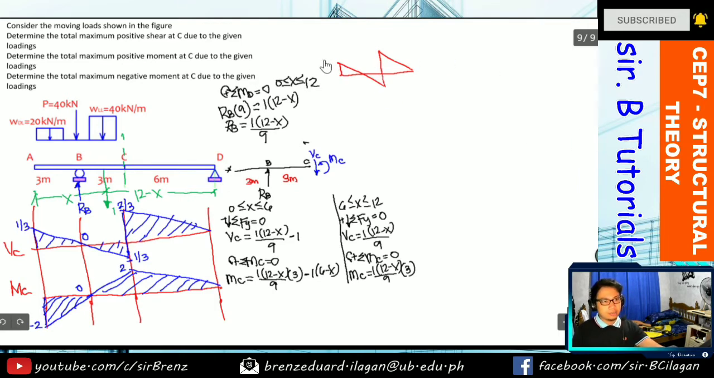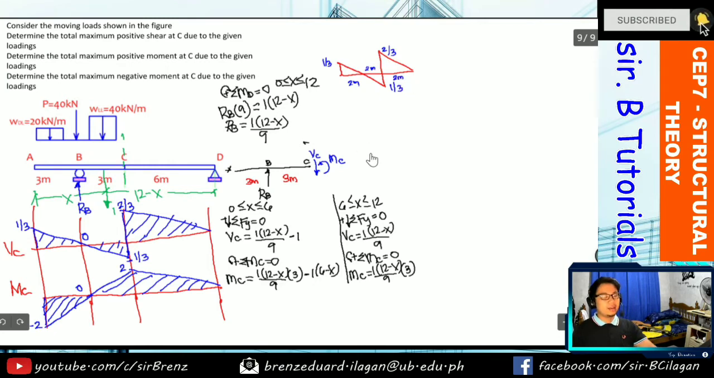Yan na lang natin na mabilis. This is 1/3. This is 1/3. And then this is 2/3. Hindi masyado kita. 2/3. Ayan. So, known naman yung mga distances na. So, this is 2 meter. This is 2 meter. And then this is 2 meter also.